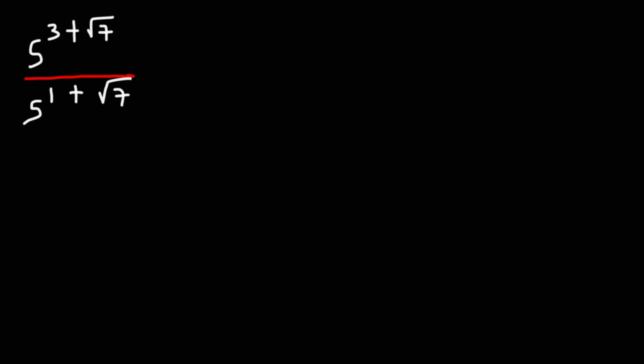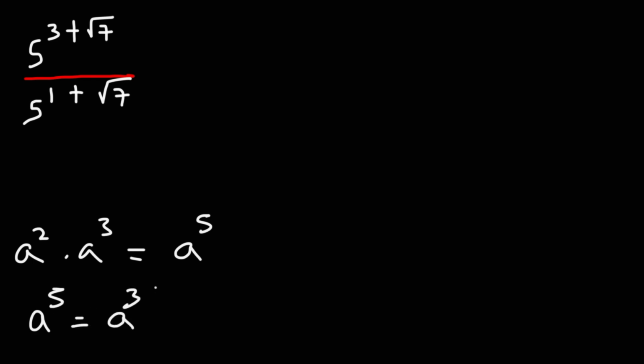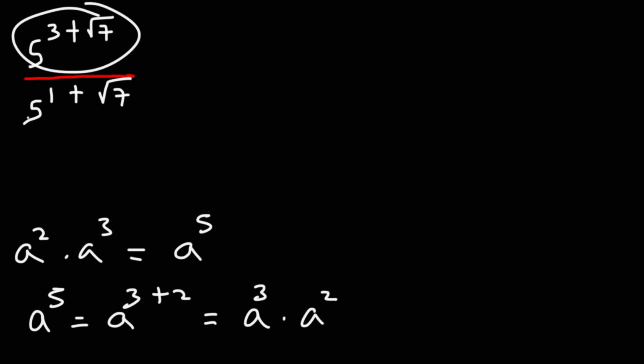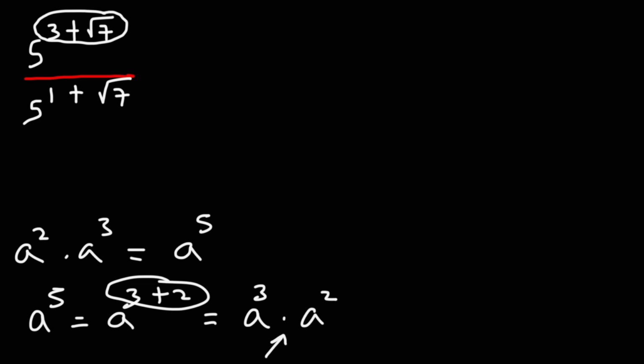Now what would you do if you saw a problem that looked like that? How would you solve it? Now if you remember, a squared times a to the third is basically a to the fifth power. But imagine going backwards. A to the fifth, which we know is a to the 3 plus 2, we could break this up to a cubed times a squared. That's what we want to do here. So we're going to convert the addition of exponents, which is what we have here, to the multiplication of two numbers with the same base.